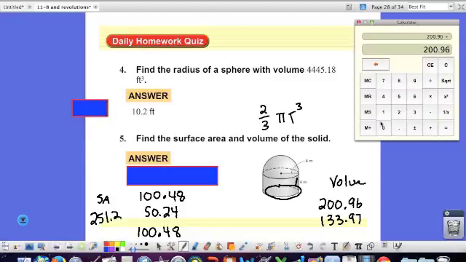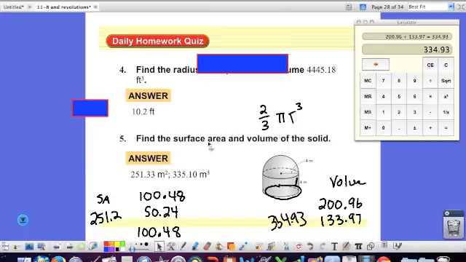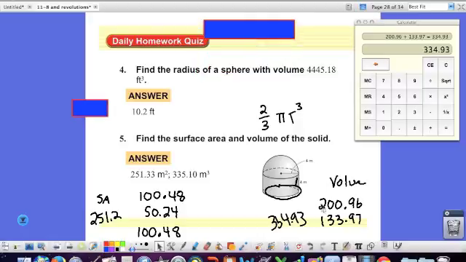So 200.96 plus 133.97. Whoops, messed that up. 200.96 plus 133.97 equals 334. Let's see how close we are. Okay, there we go. This was 334, so our only differences are, of course, our rounding issues, because we're using 3.14 and the book uses pi.